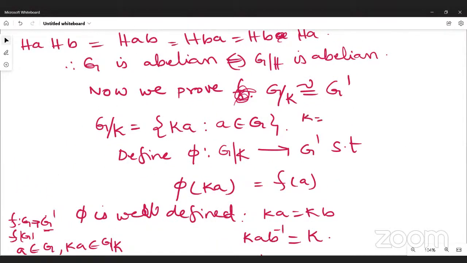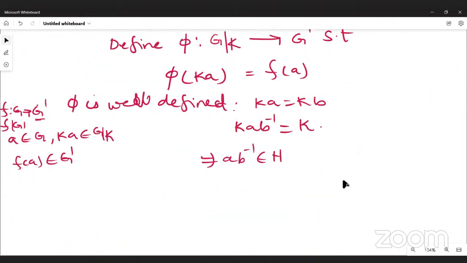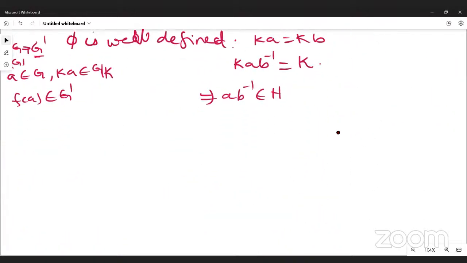K is the kernel, meaning the set of all x belongs to G such that f of x equals e dash. K is a kernel, and we know that kernel is a normal subgroup of G. Also you have Ka equal to Kb. That means from the cosets we know Ha equals Hb if and only if ab inverse belongs to K. So you have ab inverse belongs to K.